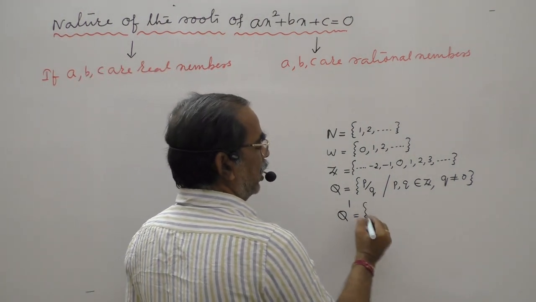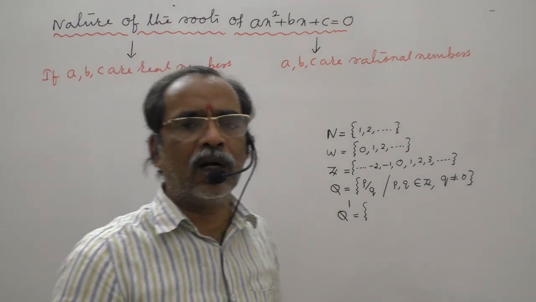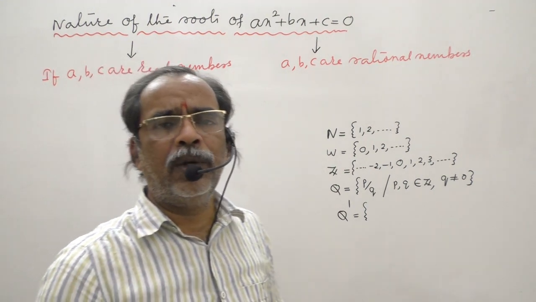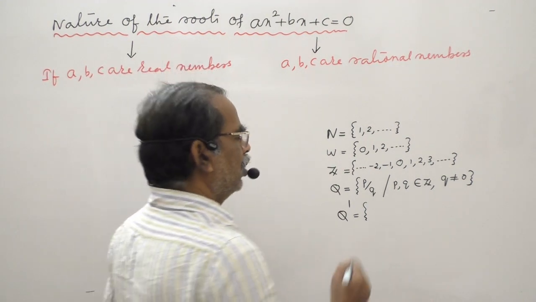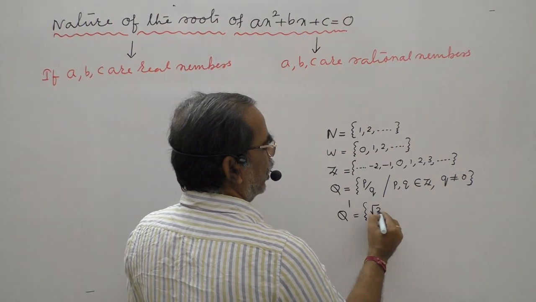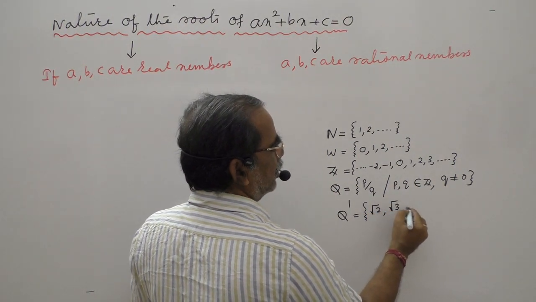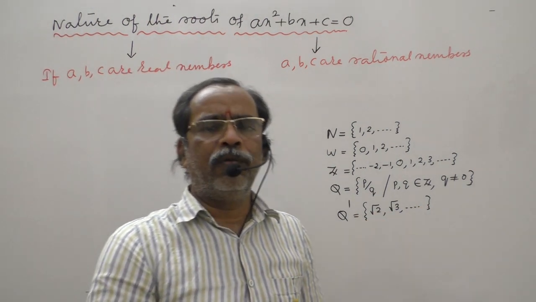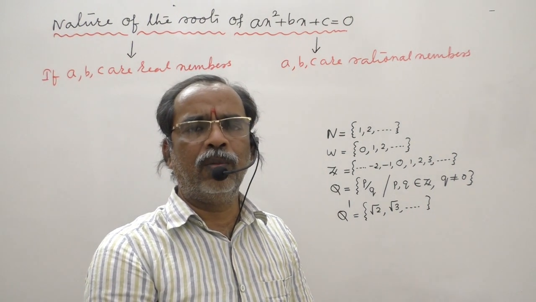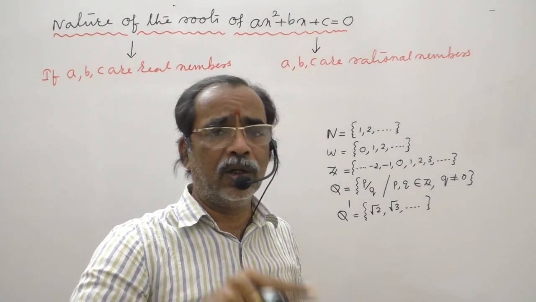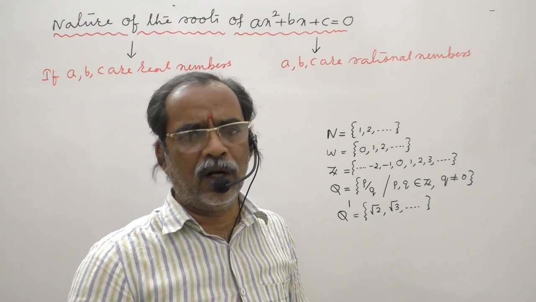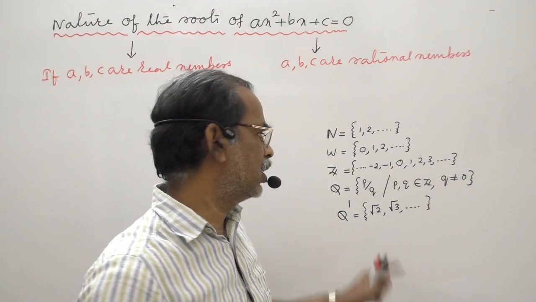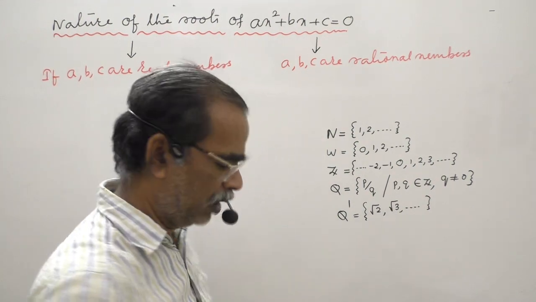What will be there in irrational numbers? The numbers which cannot be expressed in the form p by q. That means all positive square root numbers which cannot be expressed in the form p by q. If you take root 3, what is root 3? 1.732. Still it continues. The decimal will not end. Then it cannot be expressed in the form p by q. Such numbers are called irrational numbers.